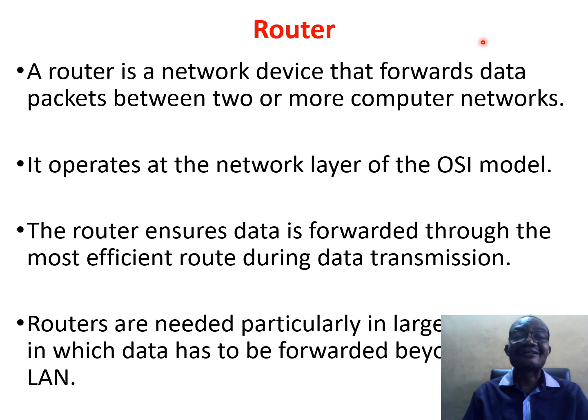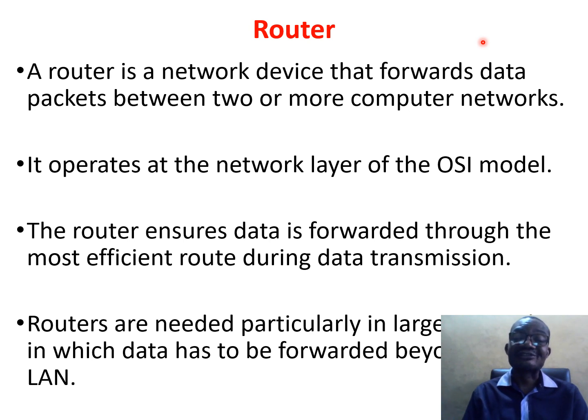The next is routers. A router is a network device that forwards data packets between two or more computer networks. That is the function of a router. It operates at the network layer of the OSI model. The network layer is layer 3 of the OSI model. The router ensures that data is forwarded through the most efficient route during data transmission.